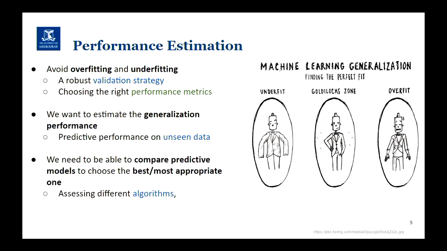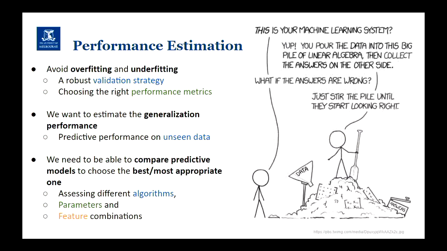And that will require us to assess different algorithms, different parameters for these algorithms. For instance, if you're using KNN, what's the best value for K for you? If you're using SVM, what is the most appropriate kernel function for you? And feature combinations as well. Okay? So that's what we are going to discuss today. And we need to do that in a rational way.